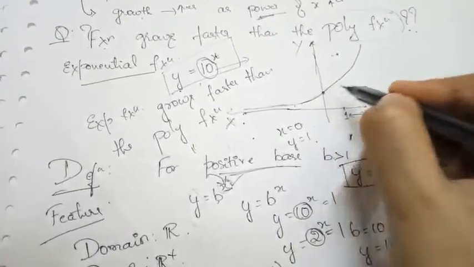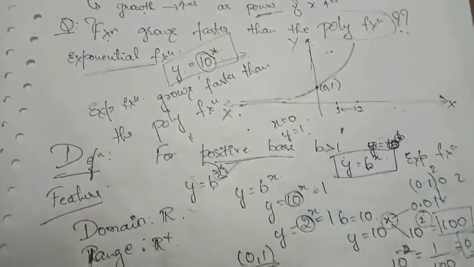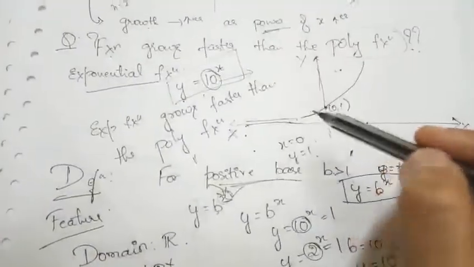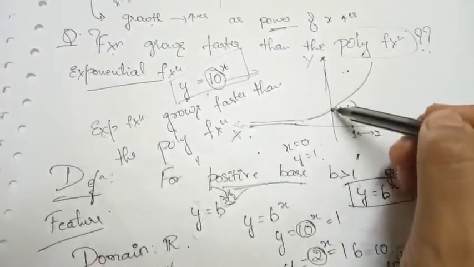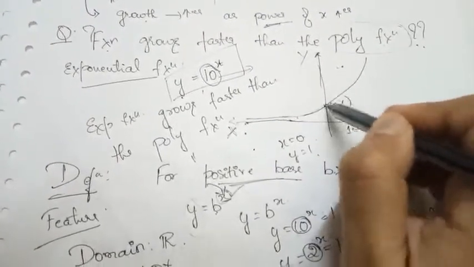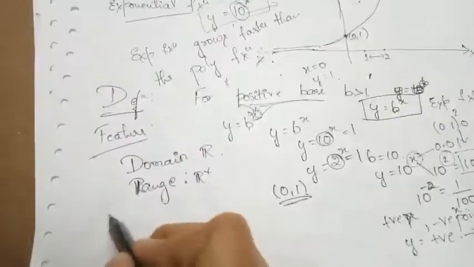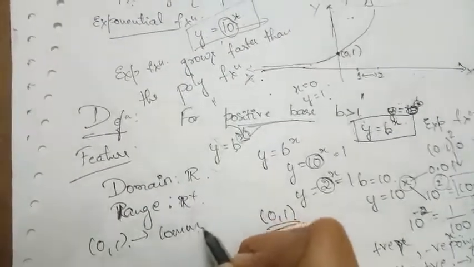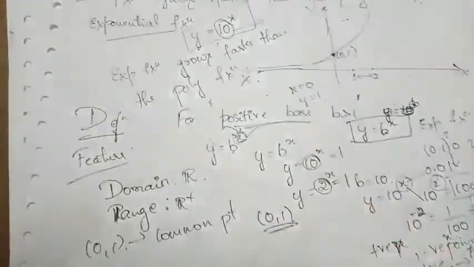So 0 comma 1 is a common point in any exponential function. If you draw any exponential curve, this point 0 comma 1 always exists on that curve. So 0 comma 1 is a common point in the exponential curves.